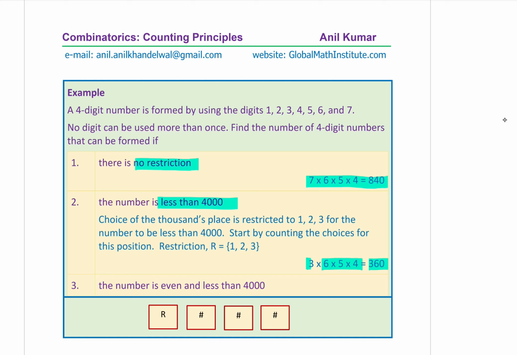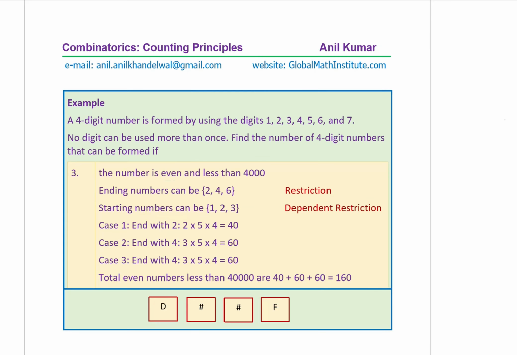Now, we're trying to figure out the number of ways that the number is even and less than 4,000. So clearly, the choices for the first digit are 1, 2, and 3, and the choices for the last digit are 2, 4, and 6. Now, based on this, we have to work out the details, right? So we have 3 different cases to work with. Now, let's look into these cases one by one, correct?